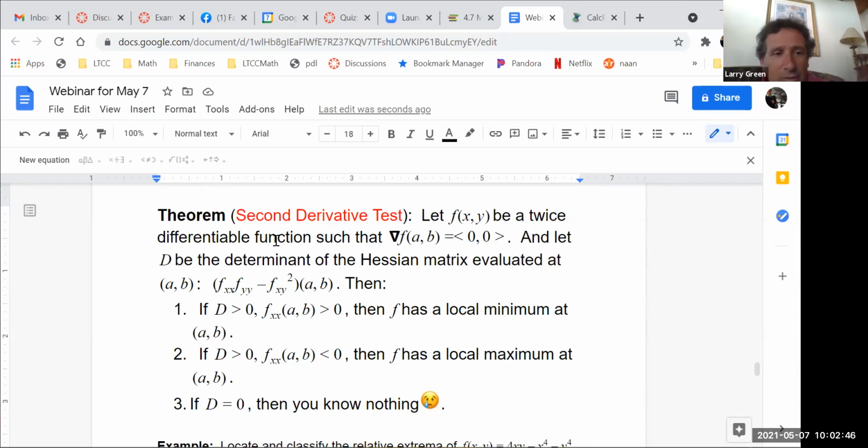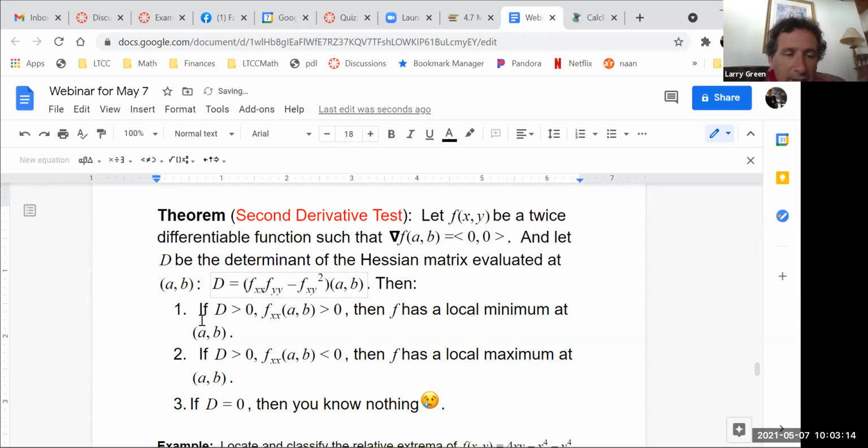Okay, so let f be a twice differentiable function, such that the gradient of f at (a, b) is 0, because if you don't have that, you can't get a max or min. And let D be the determinant of the Hessian matrix, evaluated at (a, b). So the formula for that would be fxx times fyy minus fxy squared, evaluated at (a, b). Then, I guess I should write D equals. Then, if D is positive and fxx at (a, b) is greater than 0, then f has a local minimum at (a, b). Okay, again, I'm not going to be able to prove all this, but hopefully you can trust me.